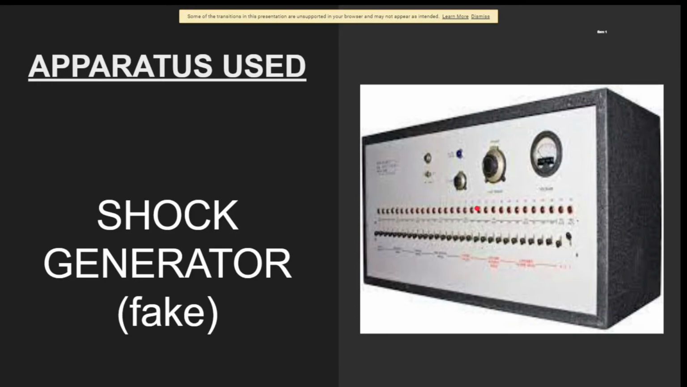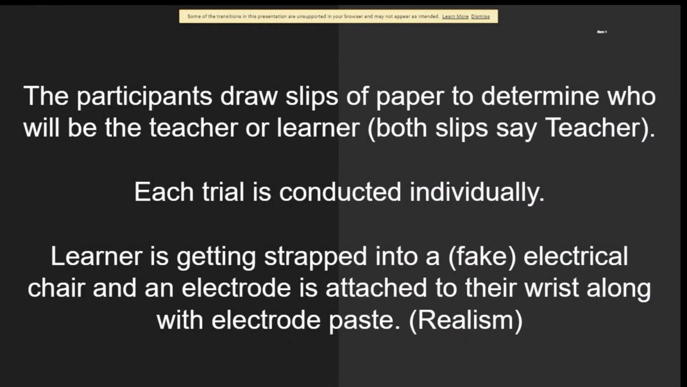Each subject was also given a sample shock of 45 volts. This was done to make them believe the experiment more and to make them understand more clearly the kind of pain that the learner would be in.